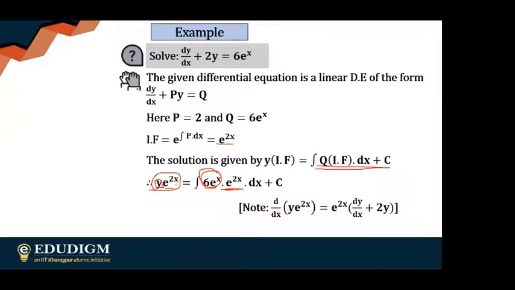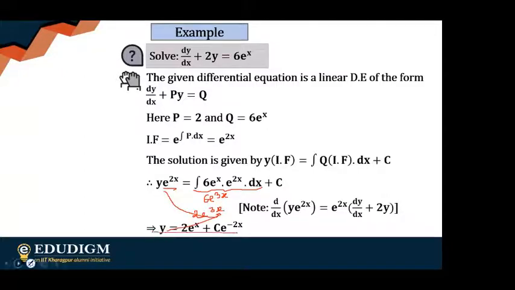The rest is fairly simple, because if you look at the right hand side, it's very, very easy to integrate. This is actually e to the power 3x, so that will give you e to the power 3x by 3. This is 6 into e to the power 3x, so on integration it's going to give you 2 into e to the power 3x. I have taken this e to the power 2x to this side and done some basic calculation, and this is what you're going to get.